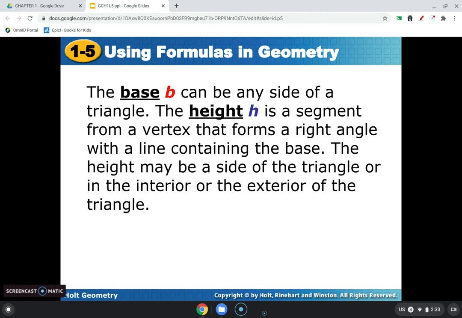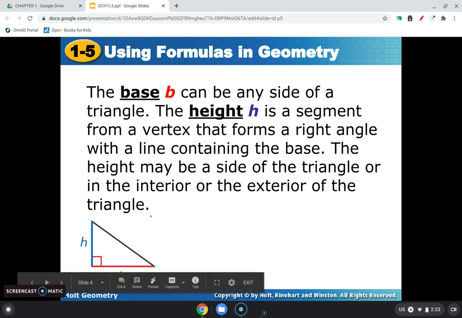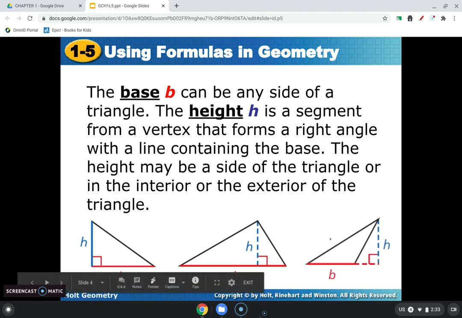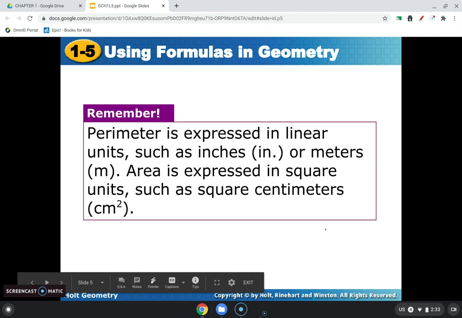All right, base can be any side of a triangle, but the height is a segment from the vertex that forms a right angle with a line containing the base. The height can be the side, or on the inside or the outside of a triangle. So in a right triangle, the height would be the blue line there. In that triangle, the height would be inside. And on that triangle, the height would be outside.